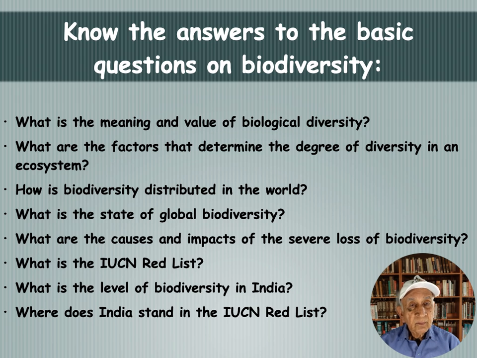You must know the answers to many basic questions such as the meaning and value of biological diversity, factors that determine the degree of diversity in an ecosystem, how biodiversity is distributed in the world, what the state of global biodiversity is, and what the causes and impacts of the severe loss of biodiversity are. We are now seeing a very severe loss of biodiversity and you must know why that is happening. What is the IUCN Red List of threatened species? What is the level of biodiversity in India and where does India stand in that same IUCN Red List?